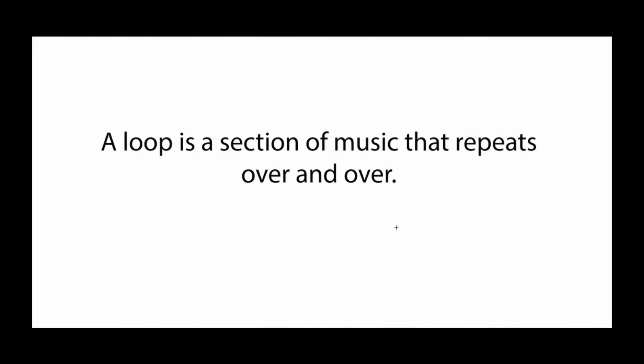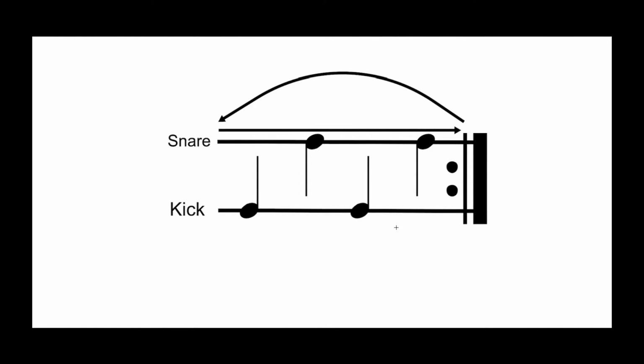A loop is a section of music that repeats over and over, however many times you'd like it to repeat. Now, you might recognize this drum beat that we learned in one of our previous lessons. Ta, ta, ta, ta on kick, snare, kick, snare. Now, if we just said it one time, boom, ka, that would not be a loop. A loop has to repeat over and over, which is what these arrows are for.